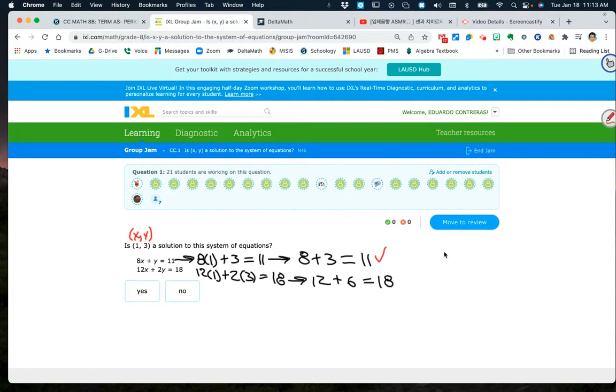Mm-hmm. It was true for both equations. So we would say, yes, that's a solution. It has to work in both equations. If it doesn't work in either of the two, then we say no. That's why we check one at a time, because if it didn't work for the first one, we don't even have to go on to the second one. Okay, so pick yes, everyone pick yes. We all agree, yes.